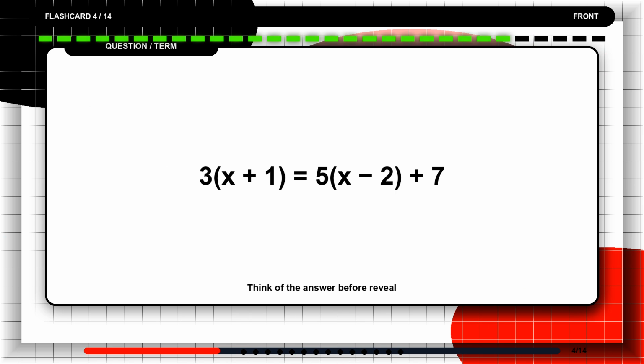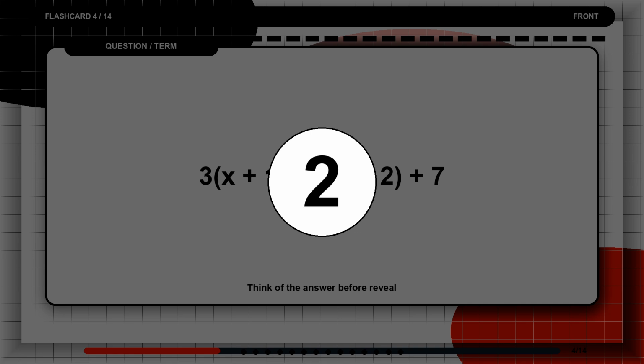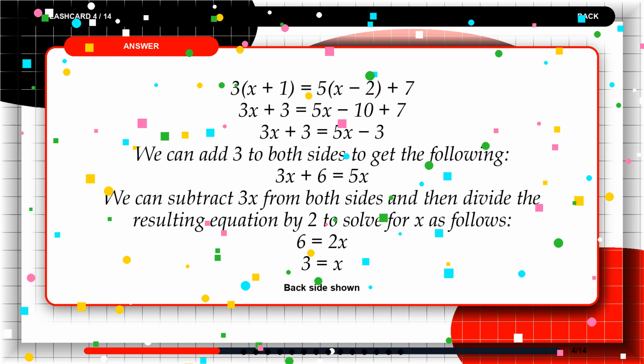Flashcard 4. 3x plus 1 equals 5x minus 2 plus 7. Pause and think of the answer before the reveal. The answer is: 3x plus 1 equals 5x minus 2 plus 7. 3x plus 3 equals 5x minus 10 plus 7. 3x plus 3 equals 5x minus 3.